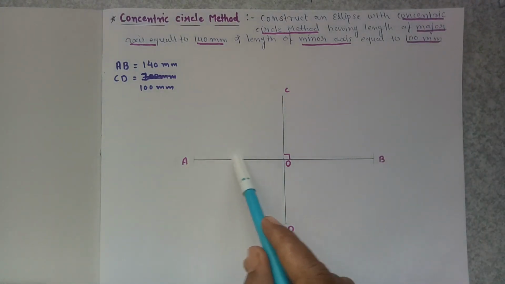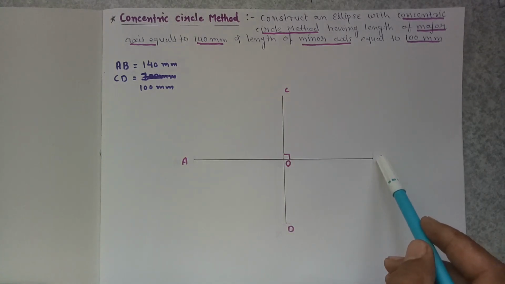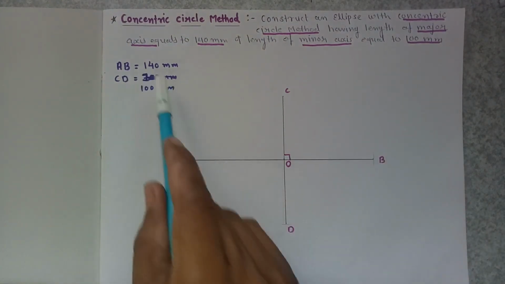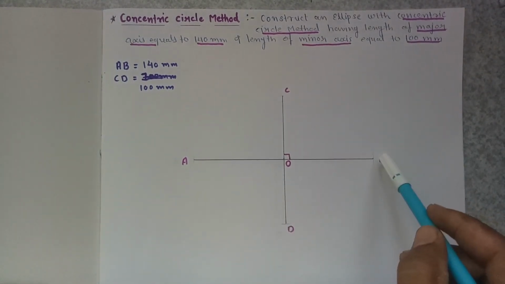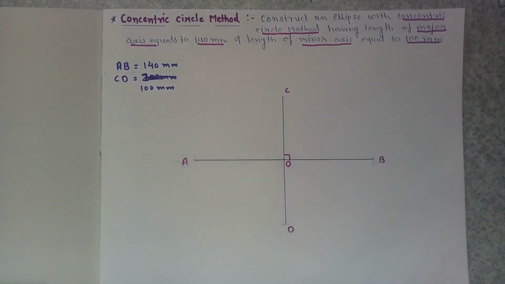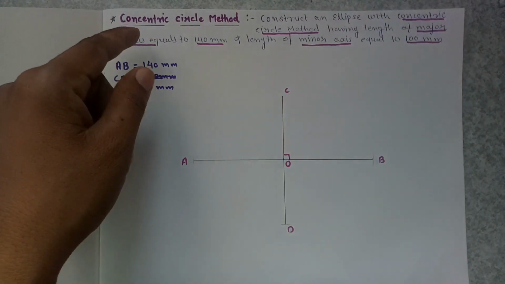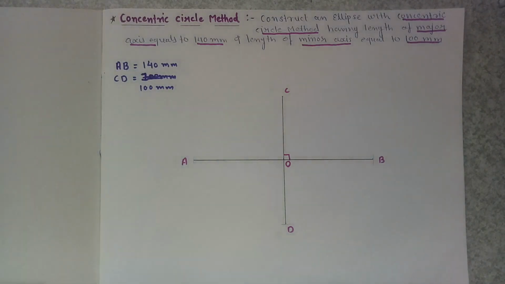So first of all, draw the major axis having length 140 mm, AB 140, and the minor axis perpendicular to the major axis, 100 mm. After drawing the major axis and minor axis, draw concentric circles. Here we have to draw the ellipse by the concentric circle method, so we have to draw the concentric circles. The meaning of concentric circles is circles having the same center.